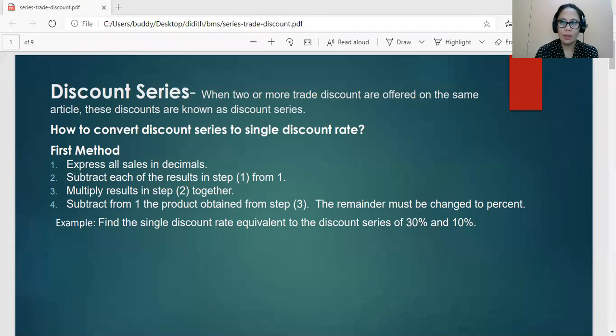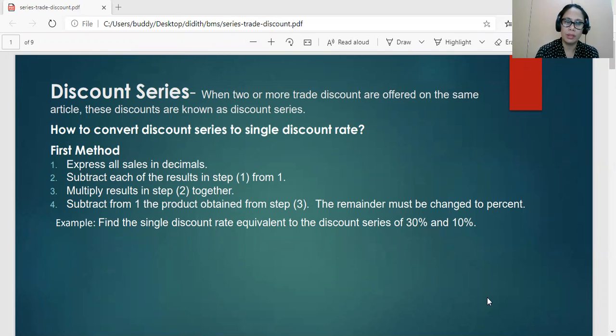Okay, grade 8, our next lesson in BMS is about discount series. When two or more trade discounts are offered on the same article, we call these discounts a discount series. Now, our concern here is how to convert the discount series to its single discount rate equivalent. So I'm going to present three methods on how we convert that.